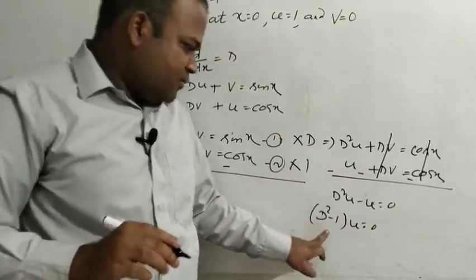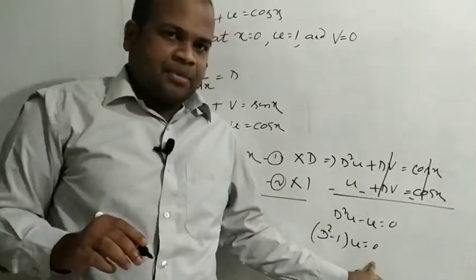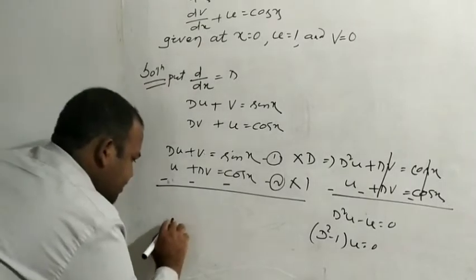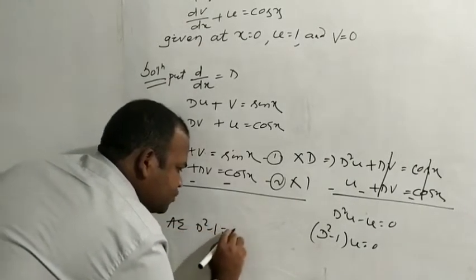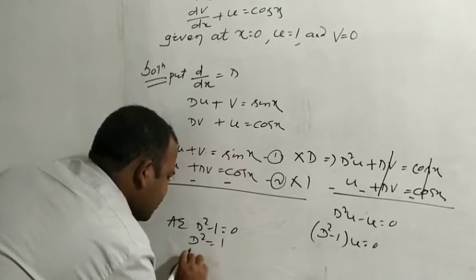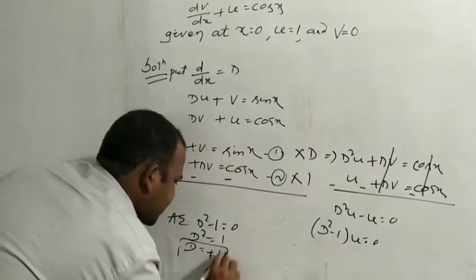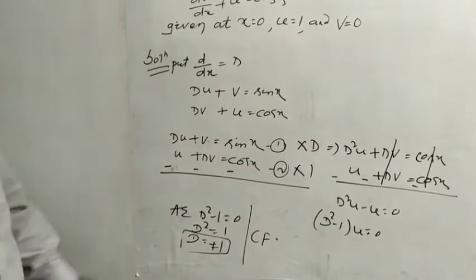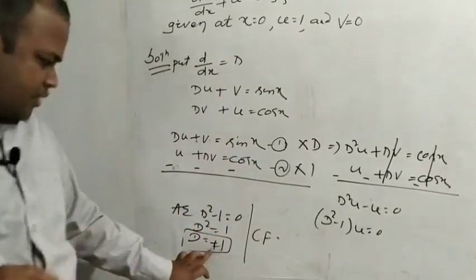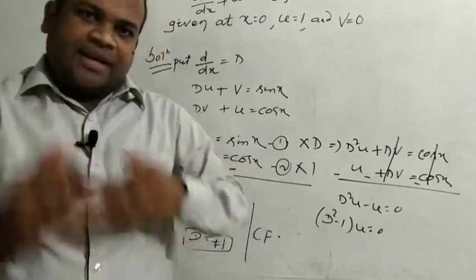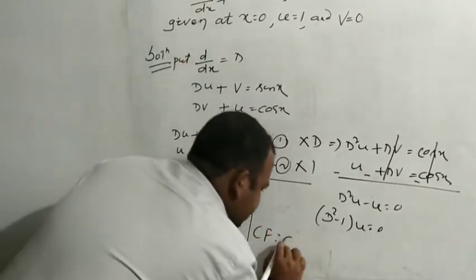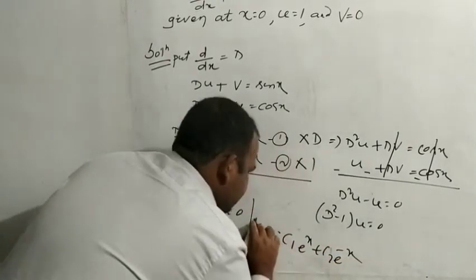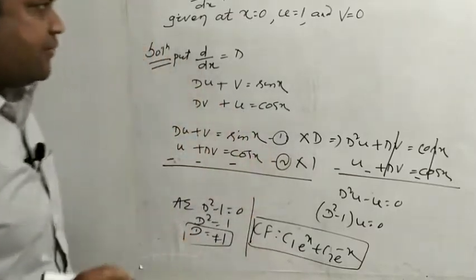This one you will solve, find the CF and PI, then you will get the solution of u. Here the auxiliary equation is D square minus 1 equals 0, D square equals 1 and D equals plus or minus 1. So what is CF? The first root is plus 1, another root is minus 1. So this is C1 e raised to x plus C2 e raised to minus x. This is the value of CF.